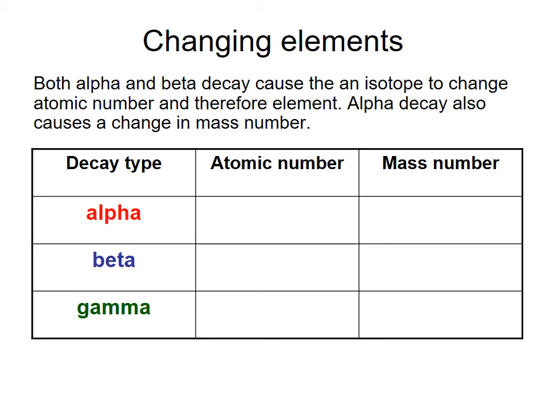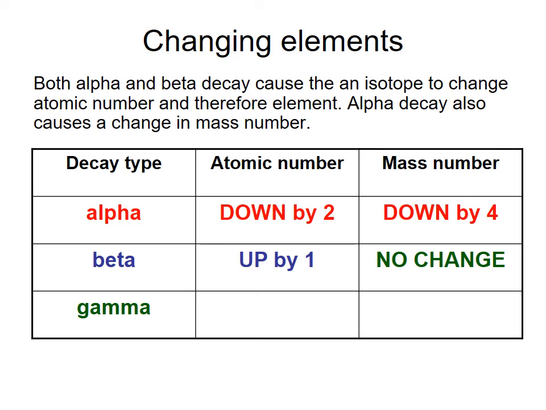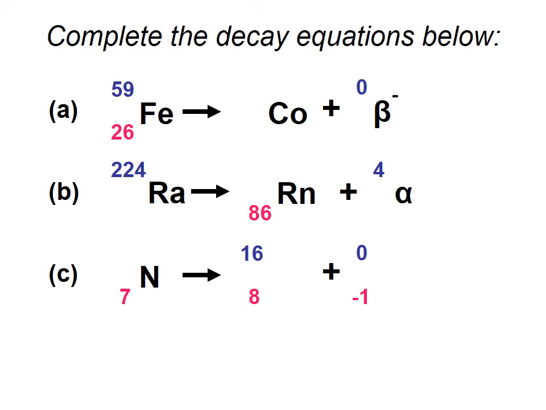Okay, so both alpha and beta decay cause an isotope to change atomic number and therefore element. And alpha decay also changes the mass number. So for alpha decay, the atomic number is down by 2 and the mass number is down by 4. Makes sense because an alpha particle is 4,2. And beta, up by 1, and the mass has no change. And gamma, no change and no change. So just to finish off your understanding, complete the following decay equations below. Just fill in the gaps.